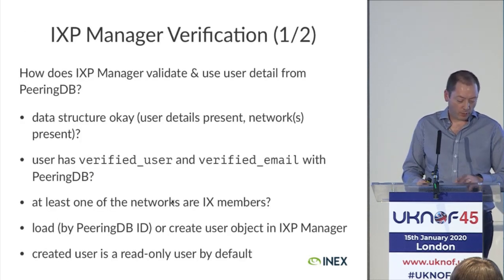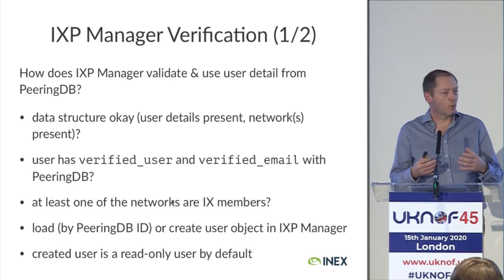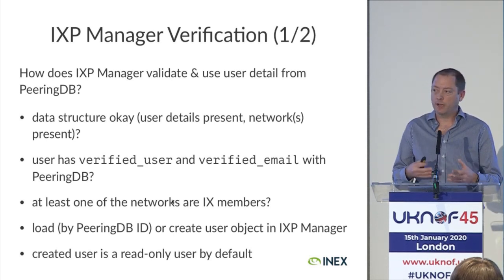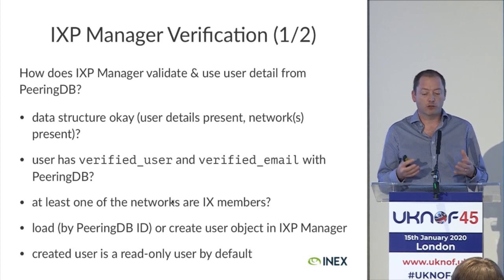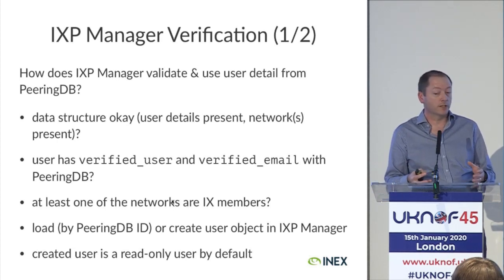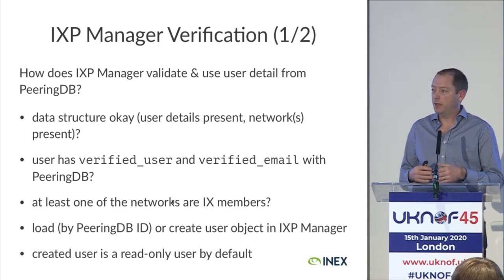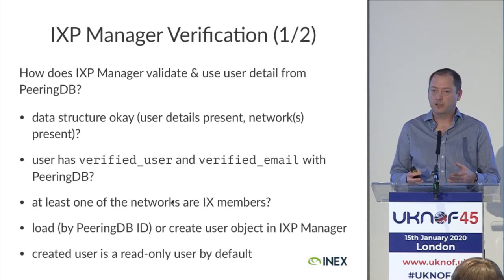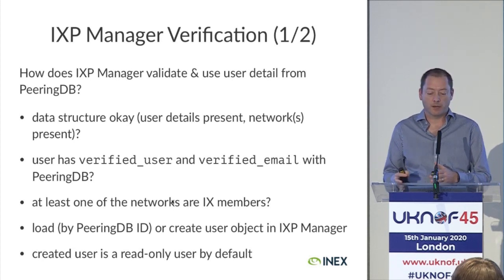So now that we have this information from PeeringDB, what do we do with it before we actually log the user in? Well, there's a few things we have to do, a few steps we have to work through. The first thing we do is we make sure that JSON document is structurally okay and all the details that we're interested in are present. We make sure the user is verified with PeeringDB and that they've verified their email address. So if they haven't completed the PeeringDB sign-up process, they're not going to be logged into IXP Manager at this point.